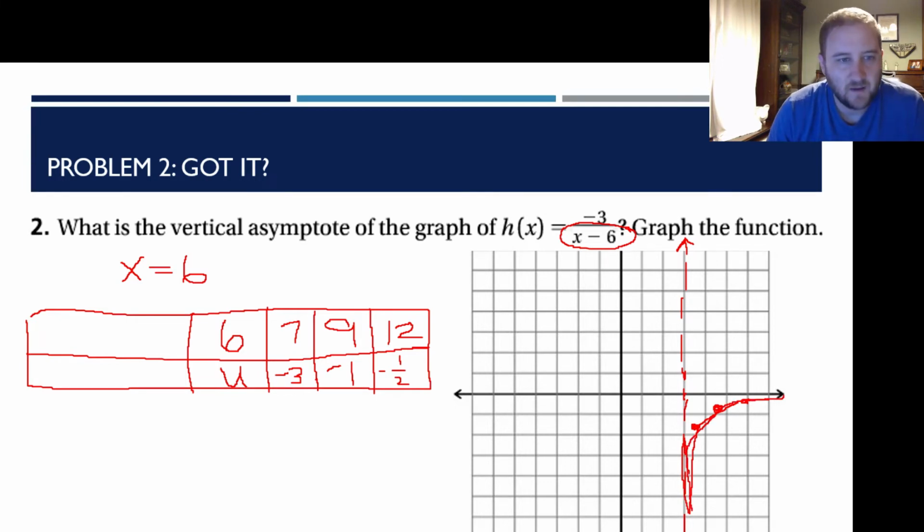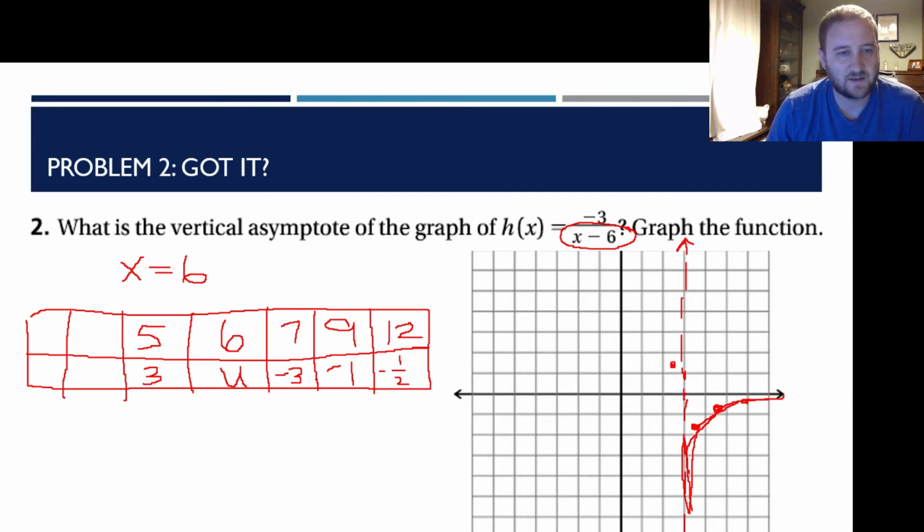Now let's go to the left of our vertical asymptote. So let's say 5. 5 minus 6 is -1. -3 divided by -1 is +3. So 5, 3 is going to be right here.